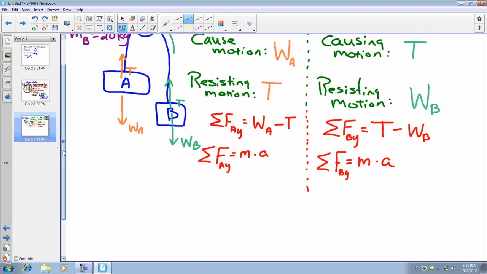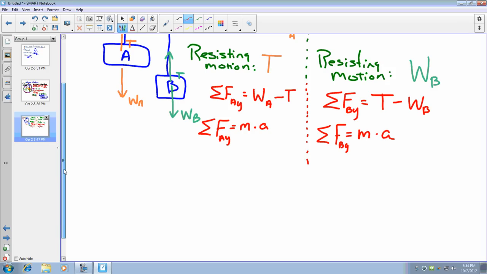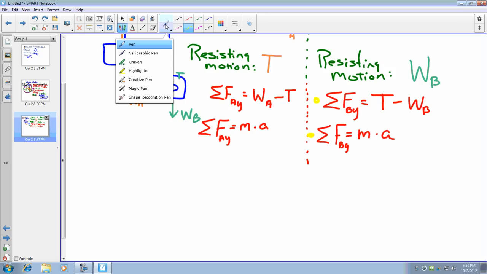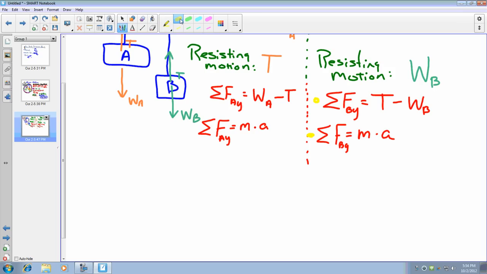For object B, I'm going to scroll down just a little bit more. I can actually take these two equations right here, and I like that highlighter. That's always fun. I'm going to take these two equations and make them equal to one another so that I can find tension, because I know the mass, I know the acceleration, and I know the weight. So the only unknown value there would be the tension itself.